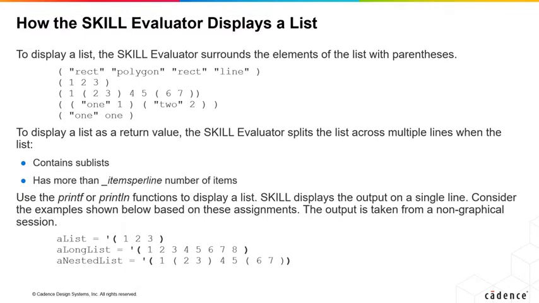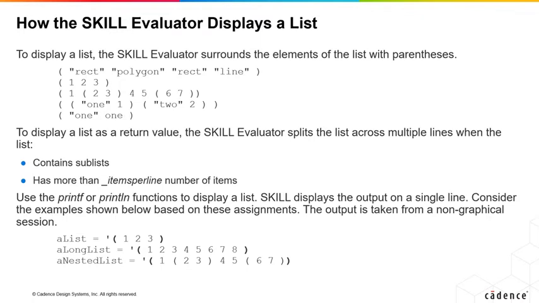So when you see skill display a list as a return value, it typically is going to split it across multiple lines. Whenever it sees a sublist, it's going to break and give you a new line. Or there's actually a global variable called underscore items per line, and you can modify that to print more or fewer items on a line. It's mainly for display purposes. It doesn't affect the list itself. And if you use printf or println functions to display a list, skill will display it on a single line. So that would override the default.